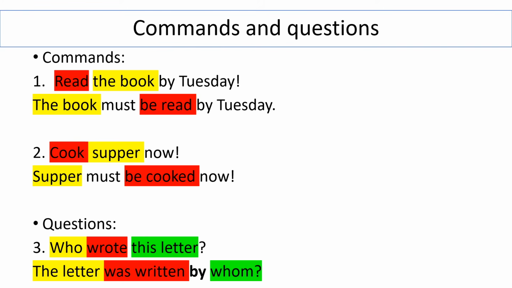Step 3. Begin the passive sentence with the object from the active sentence. Step 4. Remember to change the tense using the tense table. The letter was written. Step 5. Remember to add by. The passive sentence will now read, the letter was written by, and step 6, end off with the subject of the active sentence. The letter was written by whom? And don't forget that question mark.